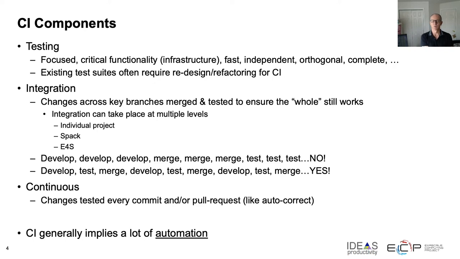Continuous integration is meant to be a much more iterative process where we develop a little bit of code, we test that code to make sure that it's not breaking the functionality of the code base, and then we merge that in, and then we develop more and we test more and so forth. And the continuous aspect of it is that we really want to test every time we do a commit, or we indicate that we want the code to be included into the code base, we do the integration and the testing at that point. And so it's continuously happening all the time as part of the development workflow. So in general, continuous integration really implies a lot of automation. Things have to happen automatically as part of the development process.